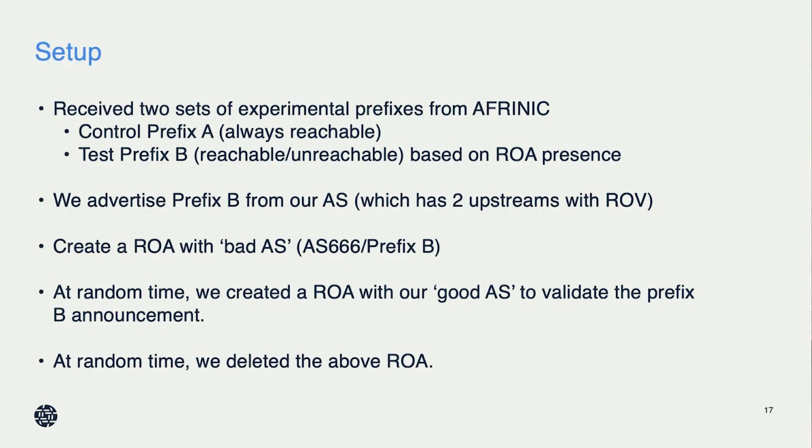And at random times, we were creating a new ROA allowing our prefix to be valid, so our prefix was seen as valid, so our prefix was reachable on the internet. And when we remove that ROA, because of the bad ROA still there, our prefix was not valid anymore. So this is how we tested reachability. And then on the BGP side, we could actually see the time.